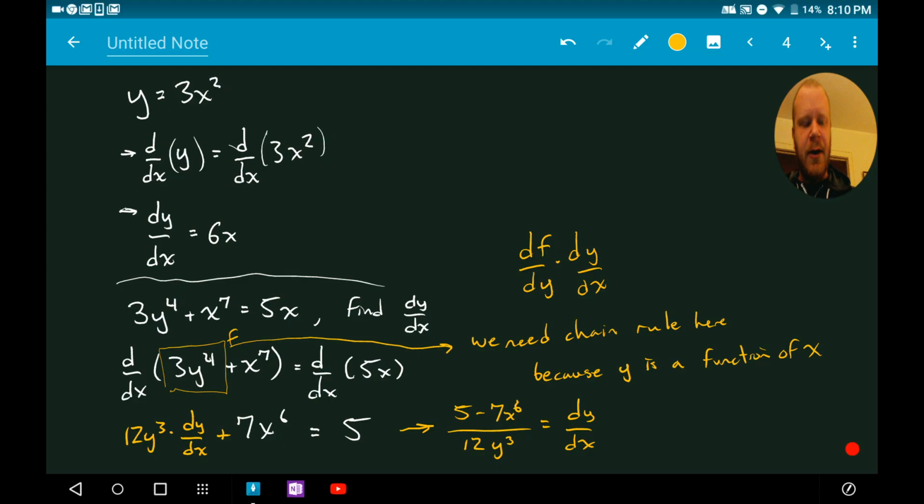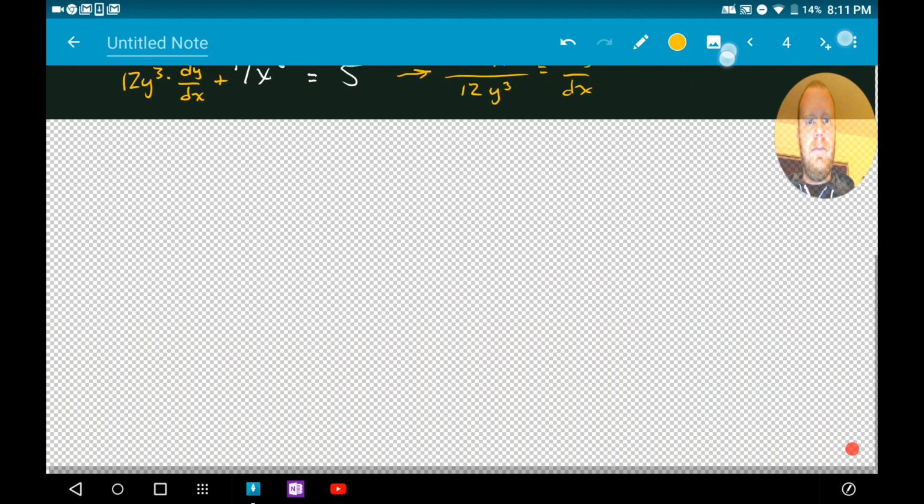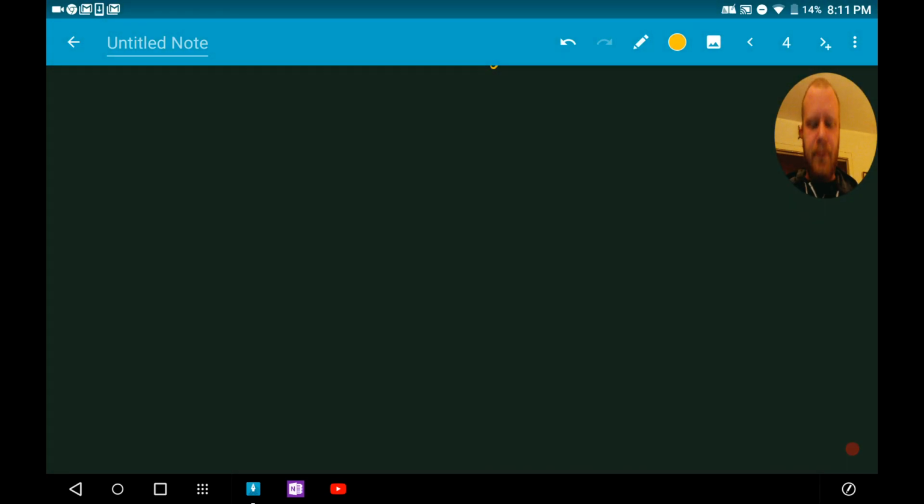So let's see what that looks like in multivariable calculus, right? This process that we're doing starts with the implicit. This would be explicit. We're explicitly told what y is. We're just finding the derivative of it. Here we've got some implicit relationship. Y is kind of hanging out in here. So here's what that's going to look like in multivariable.